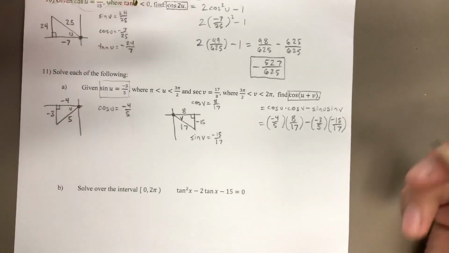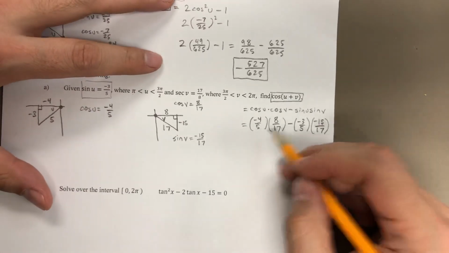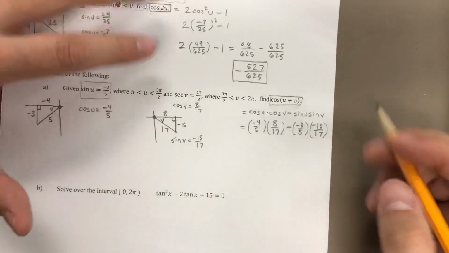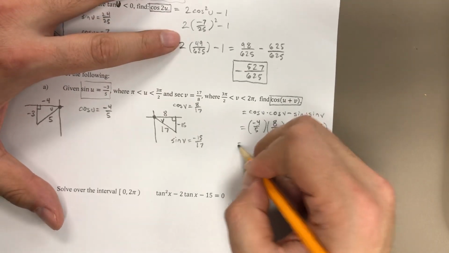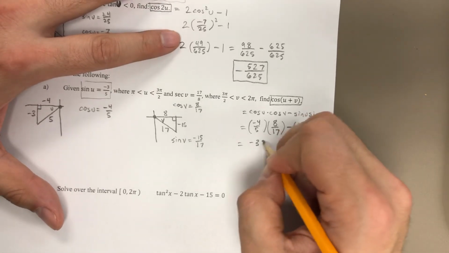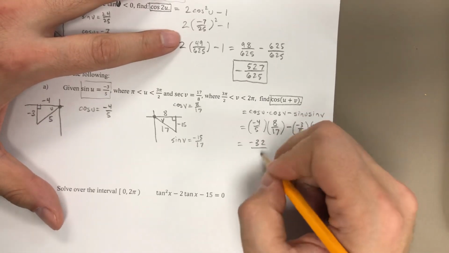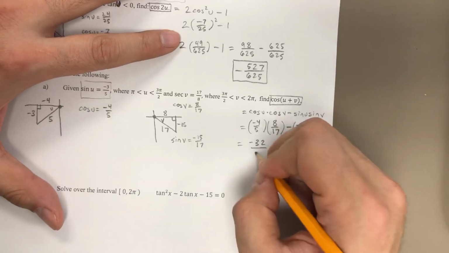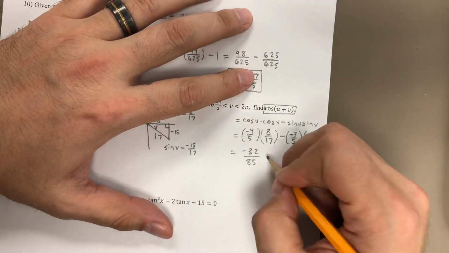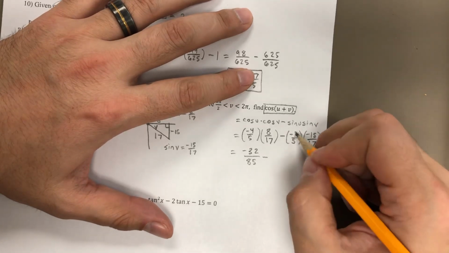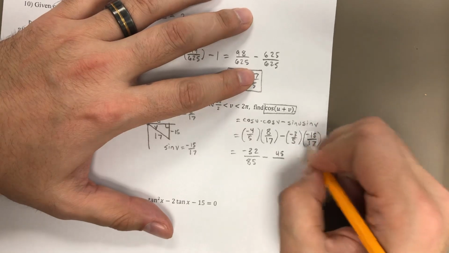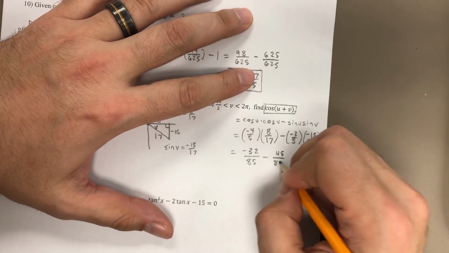All right, now we just work on everything, adding together. You can actually use your calculator here if you want, but I want a little bit more practice with my fractions, so I'm going to just do it by hand. Negative 4 times 8 is negative 32. 8 times 17, that's 85. And then a negative times a negative times a negative is a negative overall. And then 3 times 15 is 45. And 5 times 17 is 85.